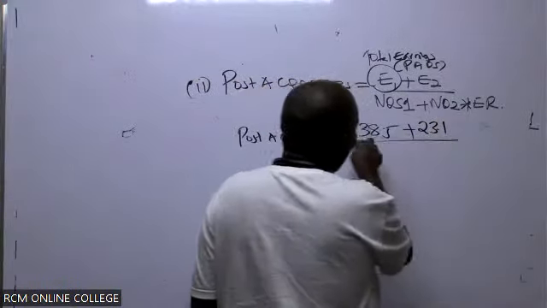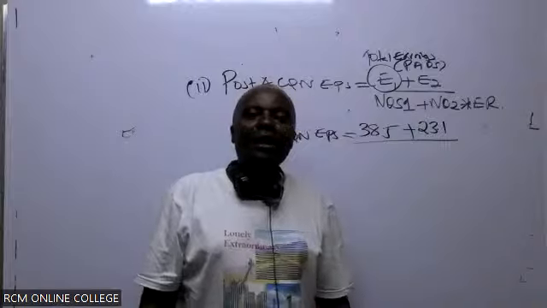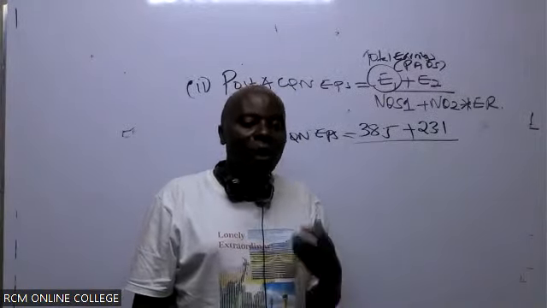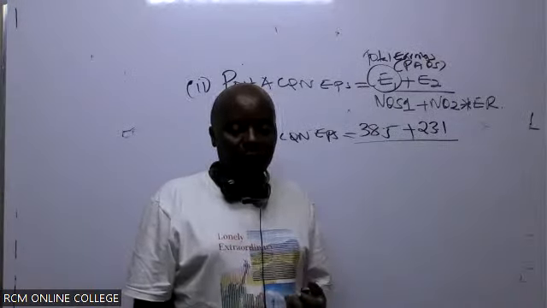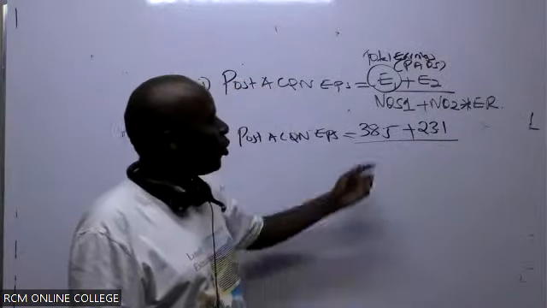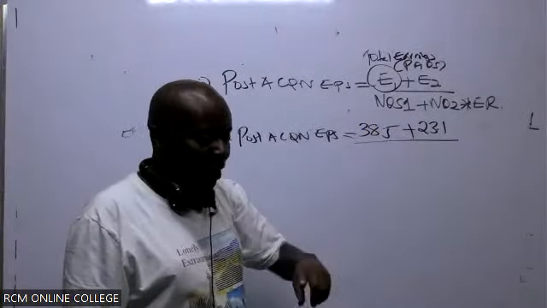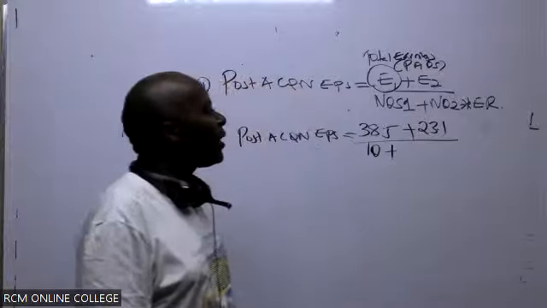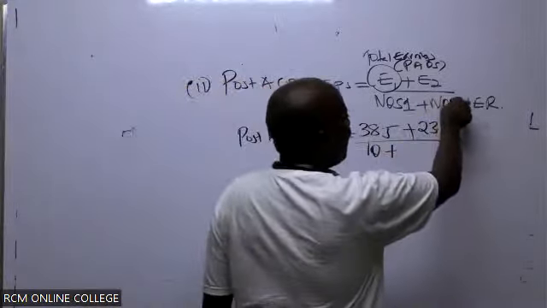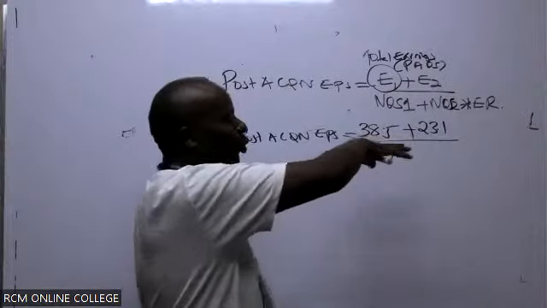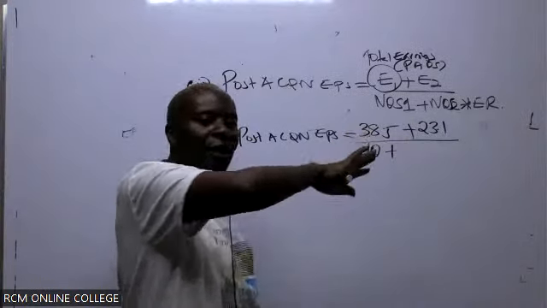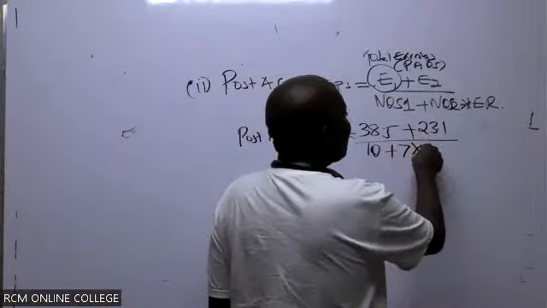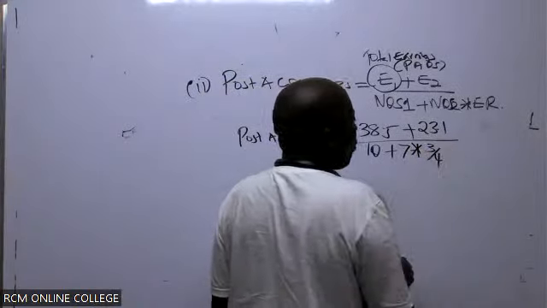All over number of ordinary shares. There is a place where they have given us number of ordinary shares outstanding or number of ordinary shares issued. So number of ordinary shares issued for Kubwa, somebody is telling me it is 10. Plus NOS 2, the number of ordinary shares of the second company, which is 7, times this exchange ratio, which is 3/4. Please feel free always to ask questions.